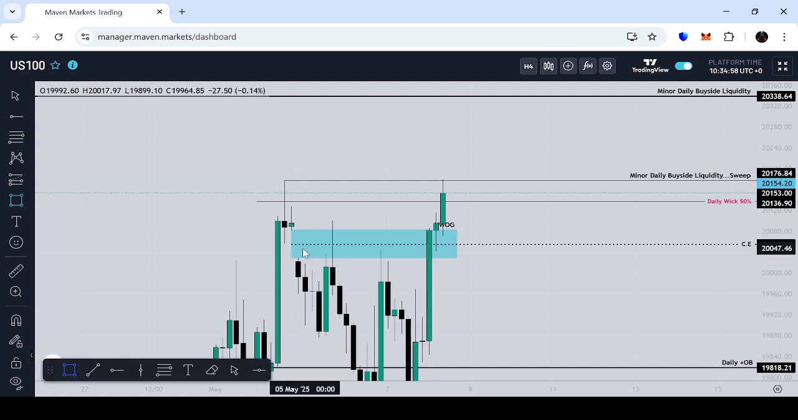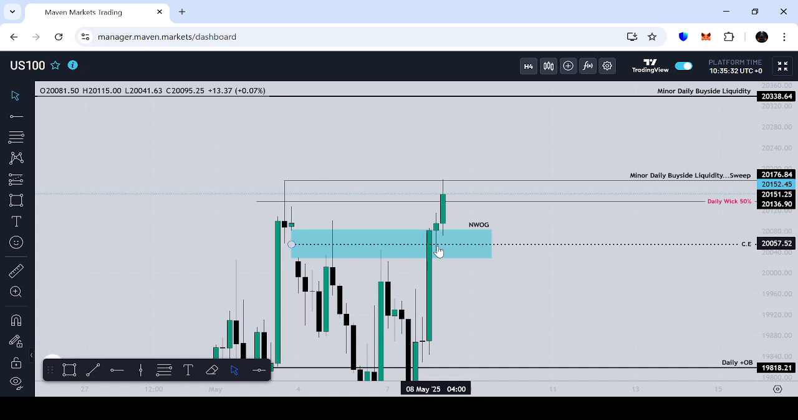The 50%, that's the consequent encroachment of the new week opening gap, has been validated with candle body. The body will tell you the narrative. What you are looking for is the body and close above the consequent encroachment. That's the line over there. That's the half of the new week opening gap that's been validated with candle body.